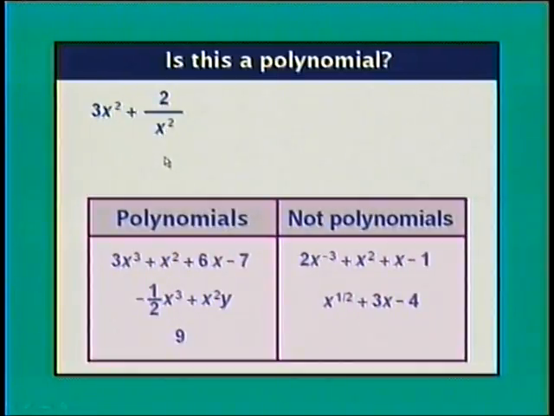What about 3x squared plus 2 over x squared? At first glance, you might think this is a polynomial because you see whole number exponents. But remember, you can't divide by a variable in a polynomial. And in fact, another way we can think of this is 3x squared plus 2x to the negative 2. So when we write this as 2x to the negative 2, we see the exponent of negative 2 is not a whole number, and this is not a polynomial.